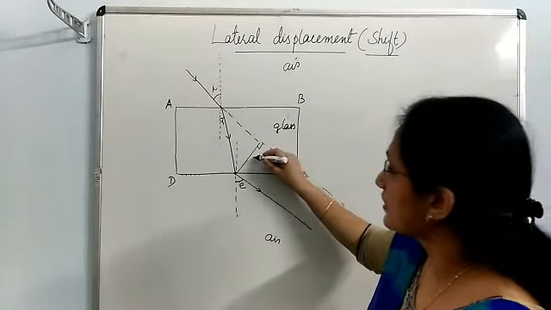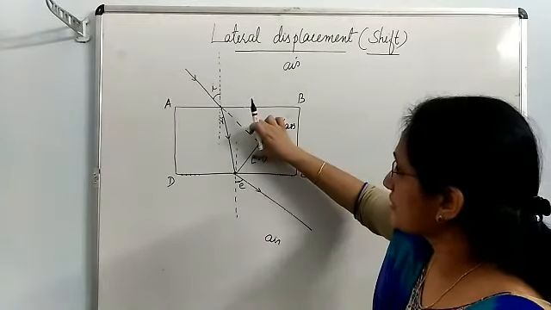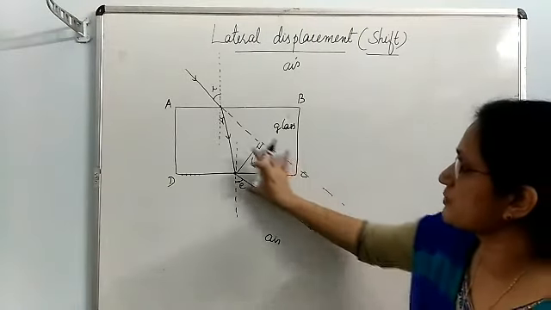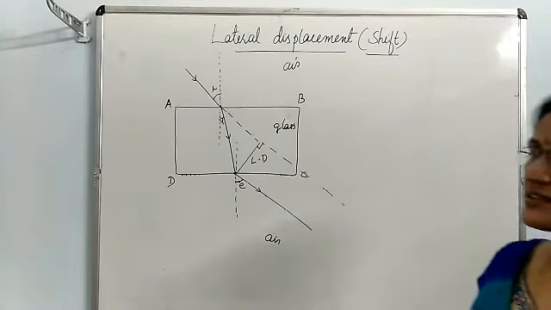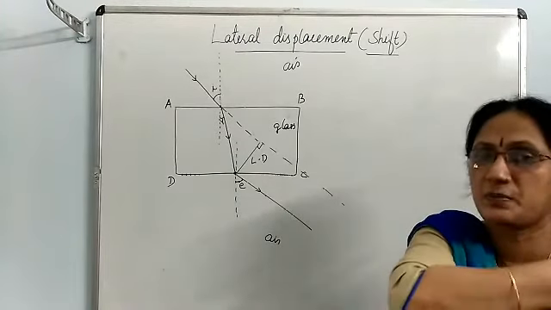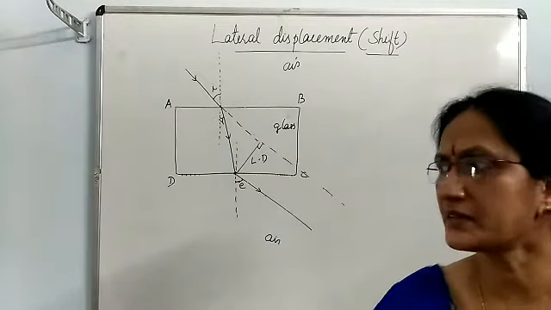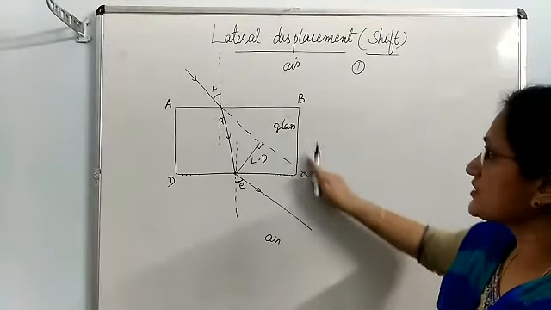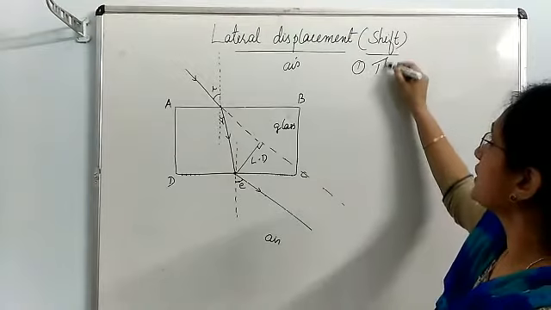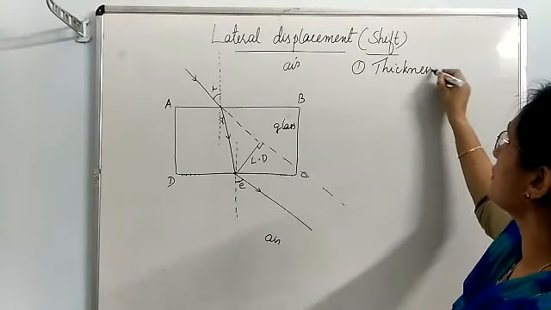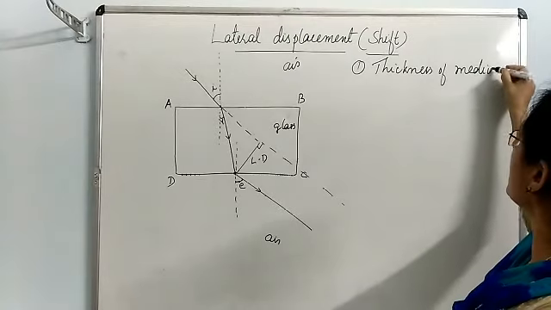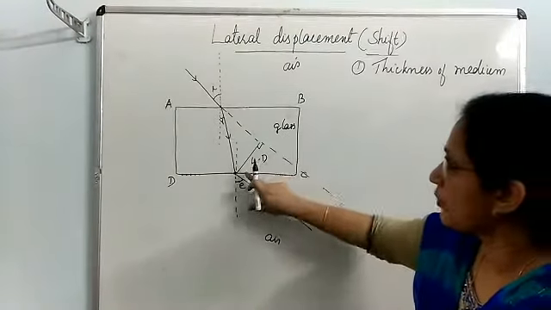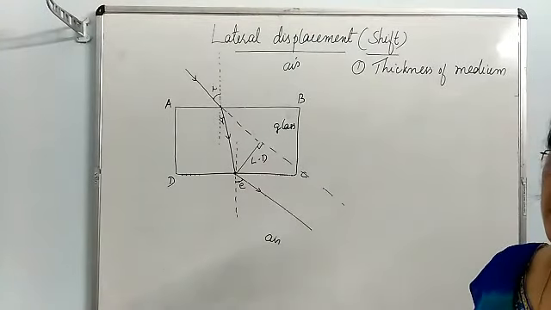This is known as lateral displacement or lateral shift. You may measure anywhere here or here, the perpendicular distance will be the same. That perpendicular distance is known as lateral shift or lateral displacement. Now, this lateral displacement depends on certain factors. First one, thickness of the glass block. The more the thickness of the glass block or the medium, the more the lateral displacement. I mean, if the thickness of the glass block is more, the lateral displacement will be more.